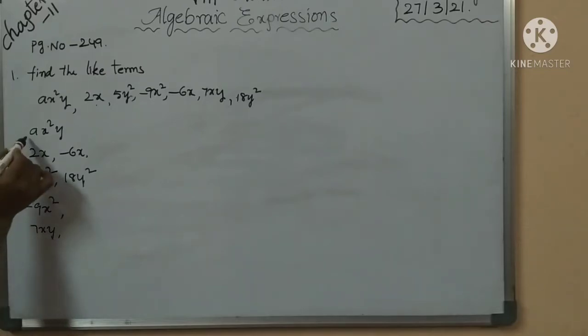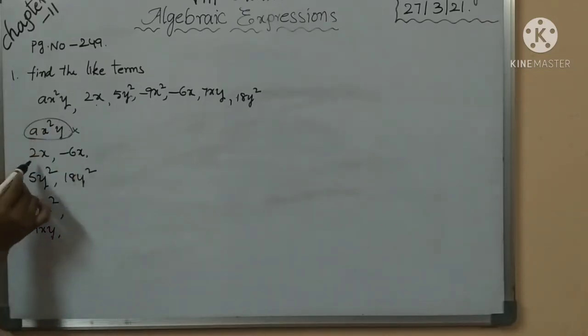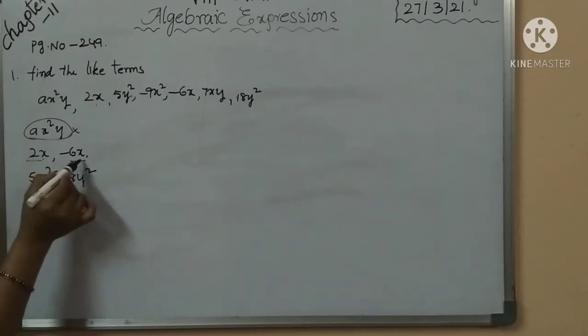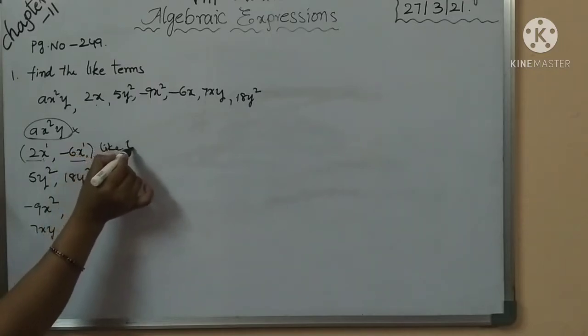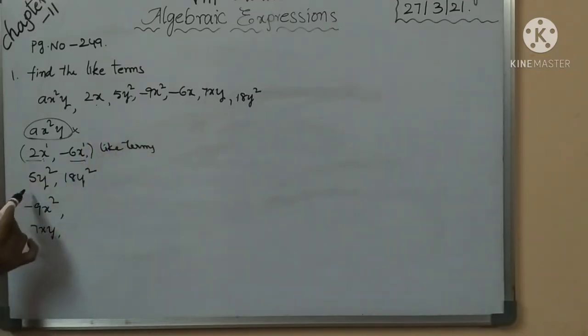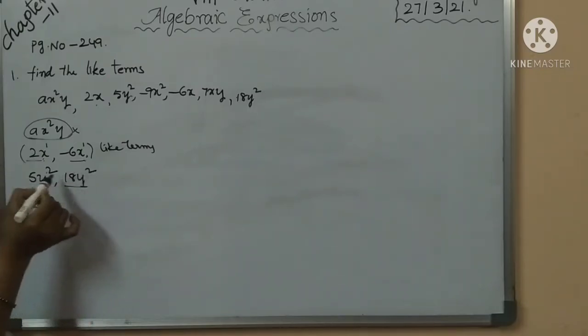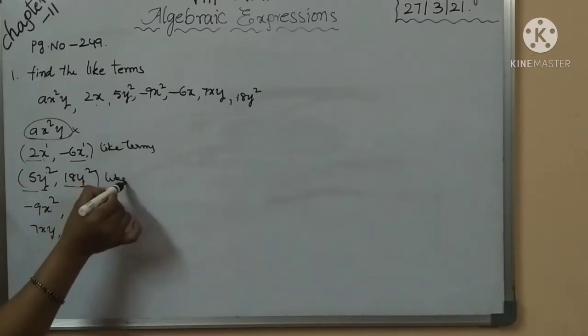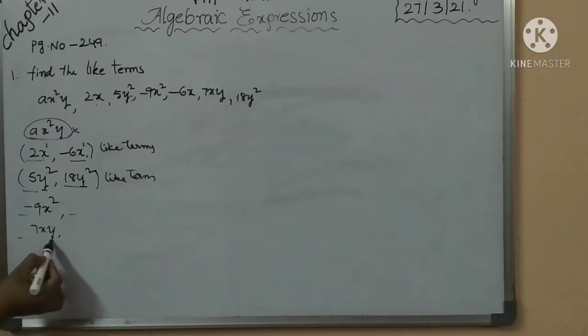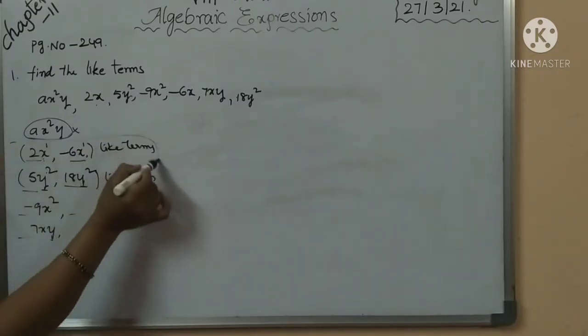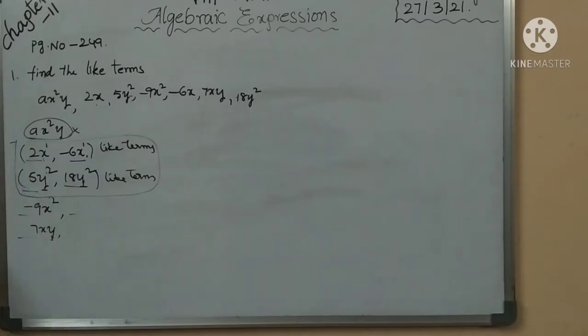So ax square y is a single term, so it is not a like term. Here 2x and 6x: x is the same variable and the power is also the same, so these are like terms. And the next, 5y square and 18y square: the variable is the same and the power is also the same, so this is also a like term. Next, minus 9x square: is anyone there? No. 7xy: is anyone there? No. So these two terms are your like terms. Understand, children?